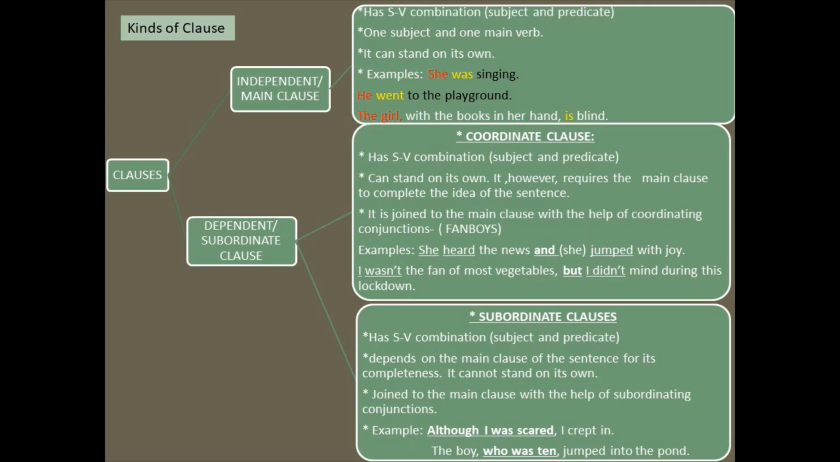Let's learn more about it. Now you can see here that the dependent or the subordinate clause, as it is known, is further divided into two parts.